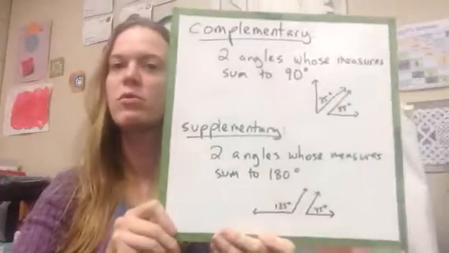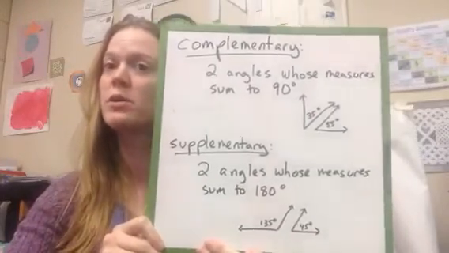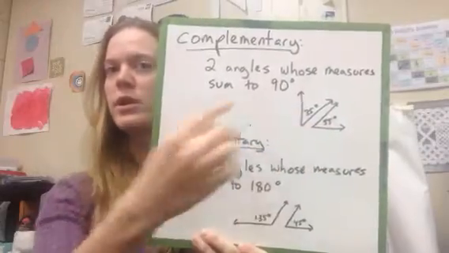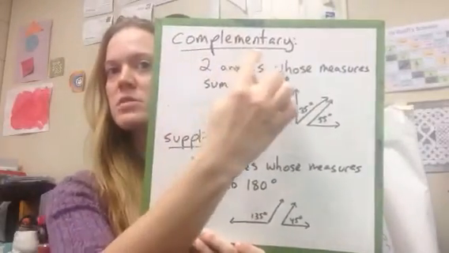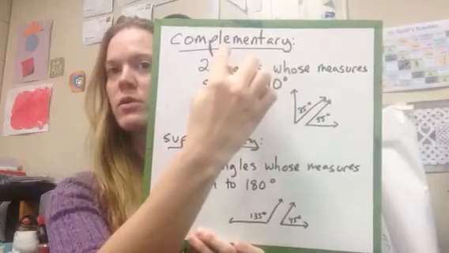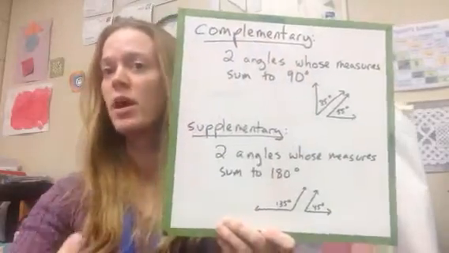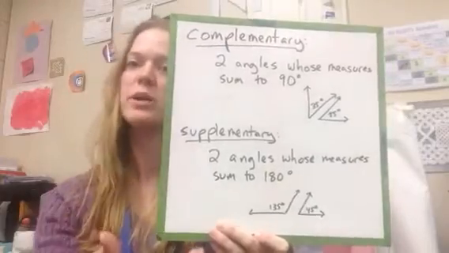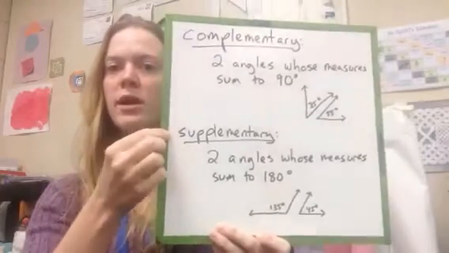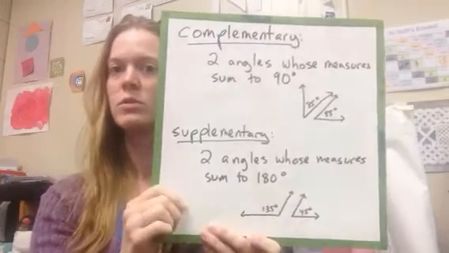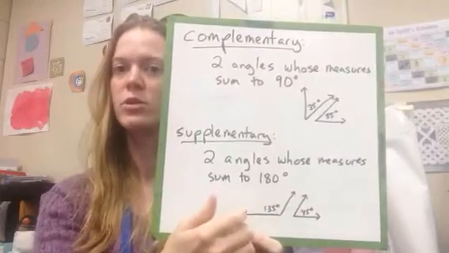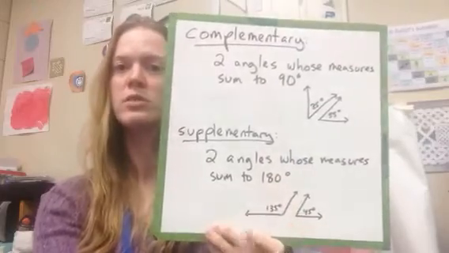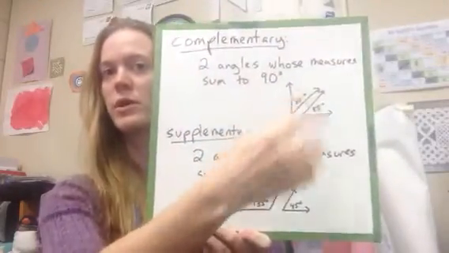Alright, the next thing, if we have pairs of angles, we can have complementary angles. If their measures add to 90 degrees, they're complementary. And notice that it's an E here. If you're giving somebody a compliment, that's an I. If you're talking about complementary angles, it's an E, because they complement each other. Supplementary angles are 2 angles whose measures add to 180 degrees. Notice they don't have to be beside each other. They could be, but they don't have to actually be touching to be supplementary. Same thing with complementary.